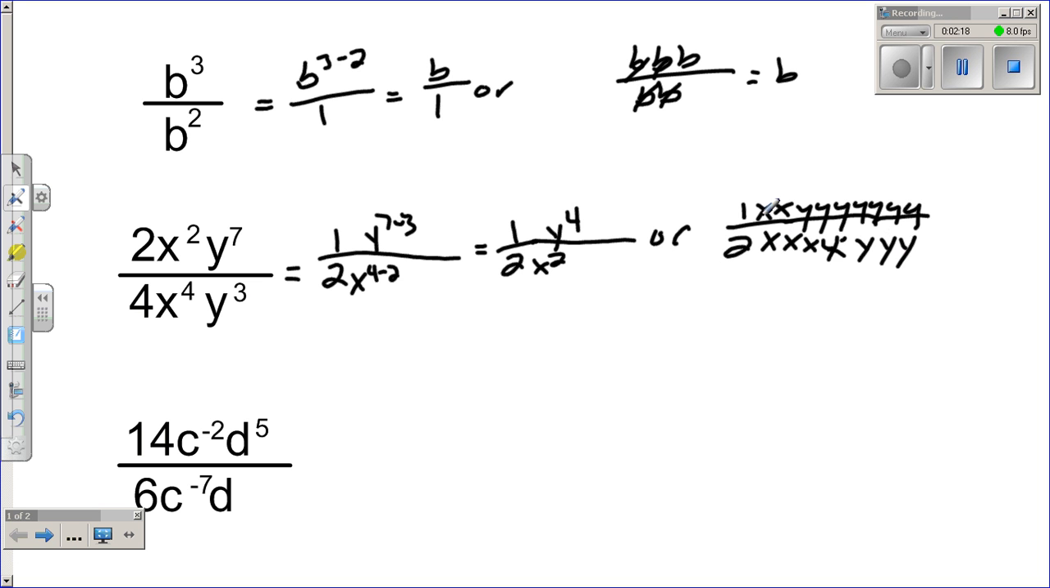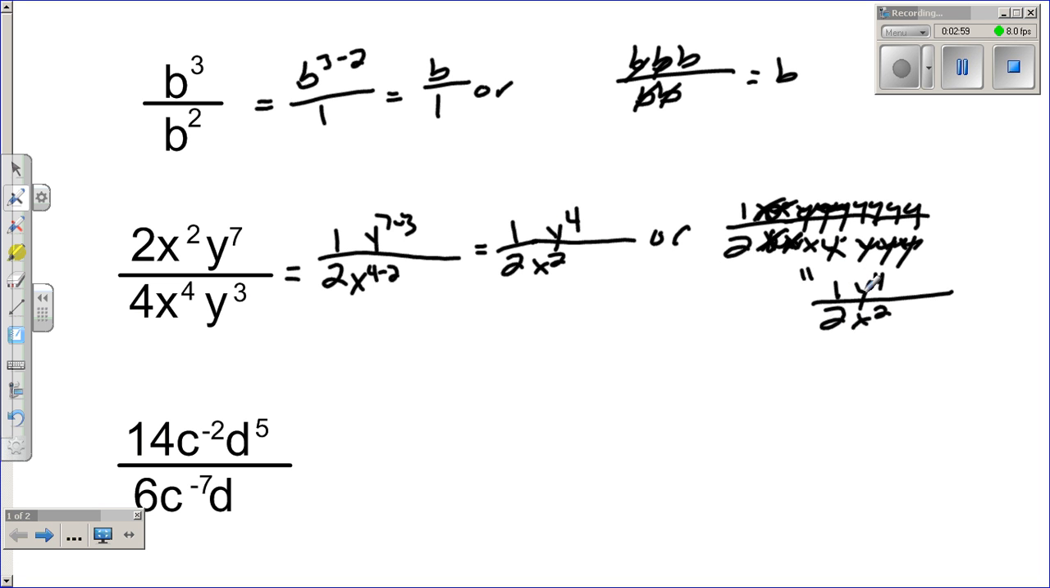Now my x's, I have 1, 2 here that cancel out with 2 here. These 2 take these 2. Y's, I have 3 down here, taking out 3 up here. What do I have left? I have 1, and I have 1, 2. I took out my 3 y's, so I got 1, 2, 3, 4 y's, so y to the 4th. On bottom, 2, and I have 2 x's left, so x squared.